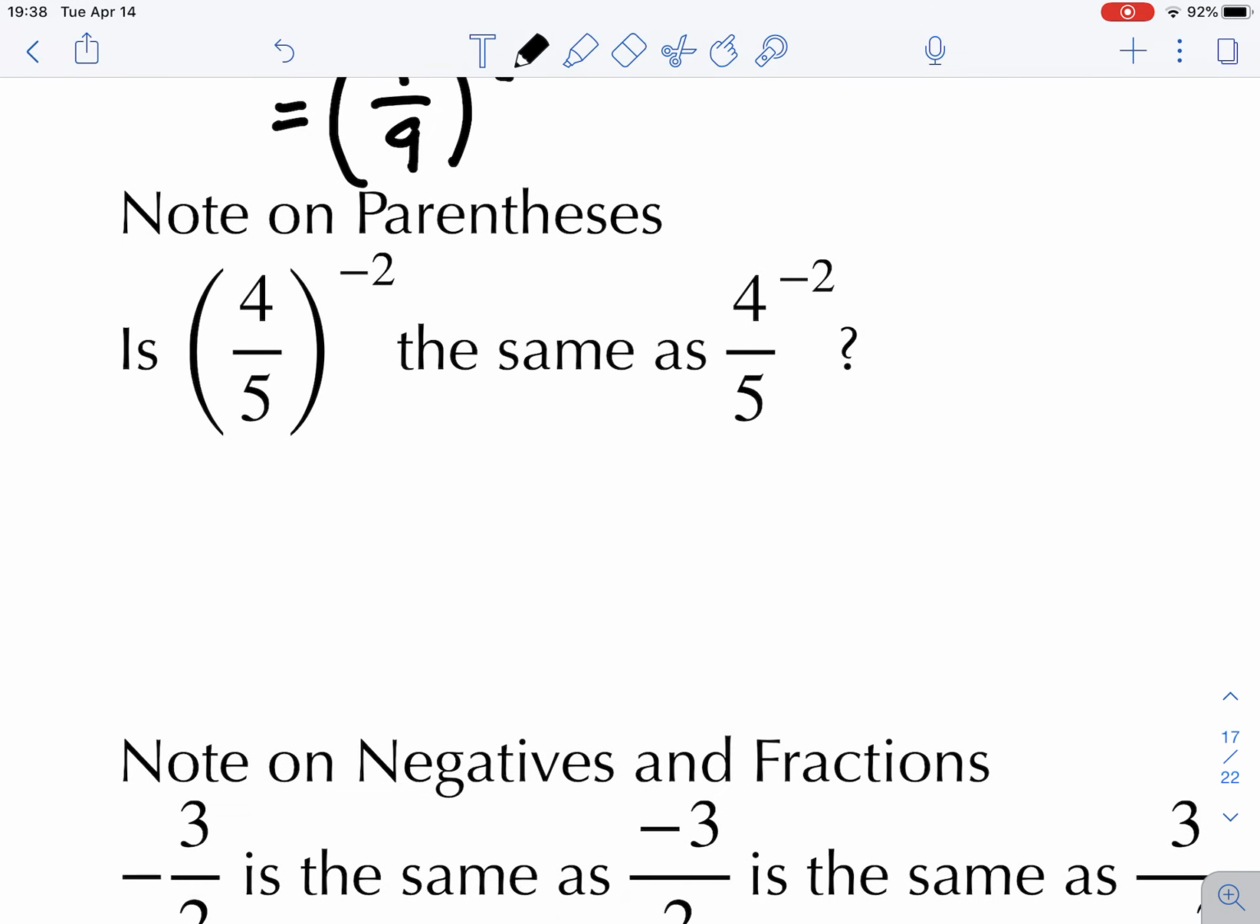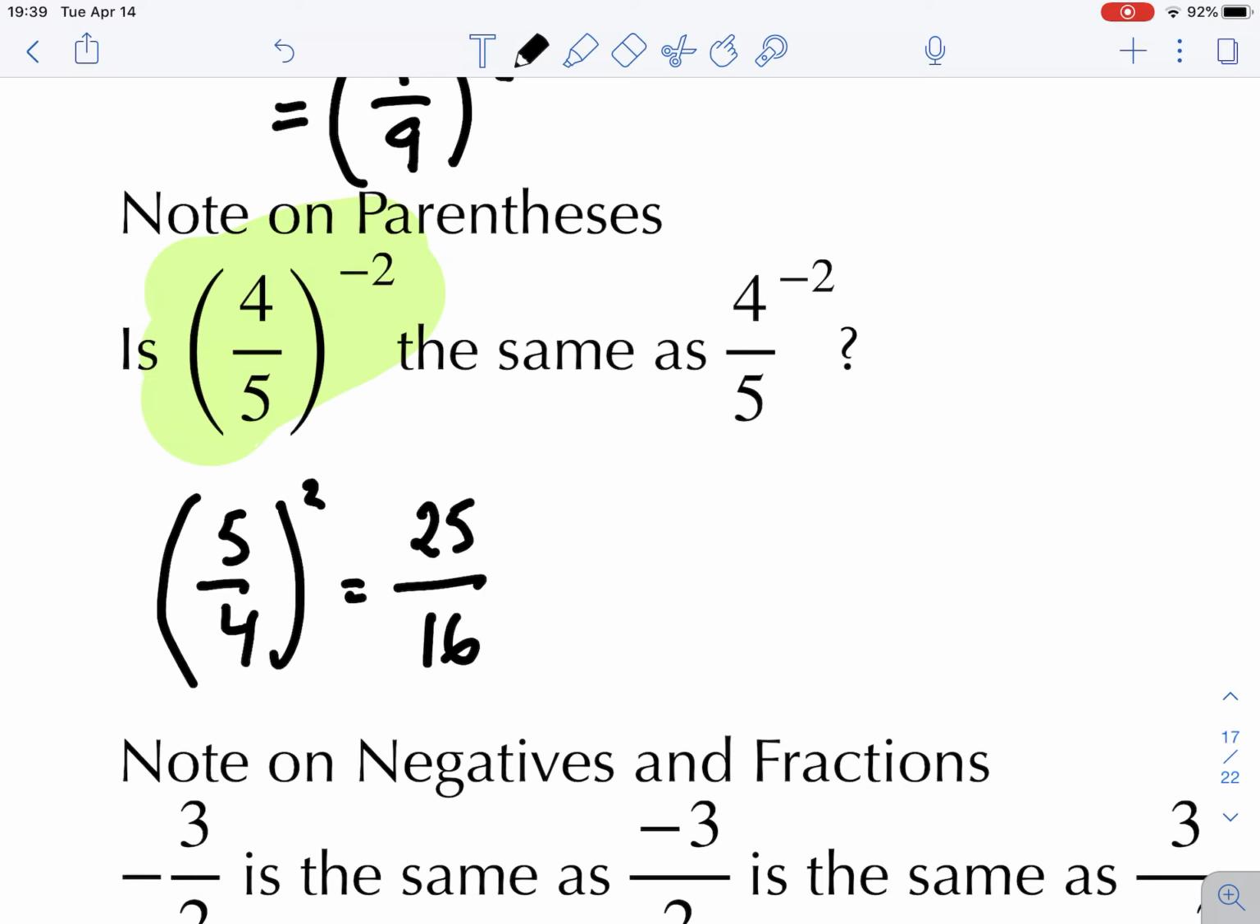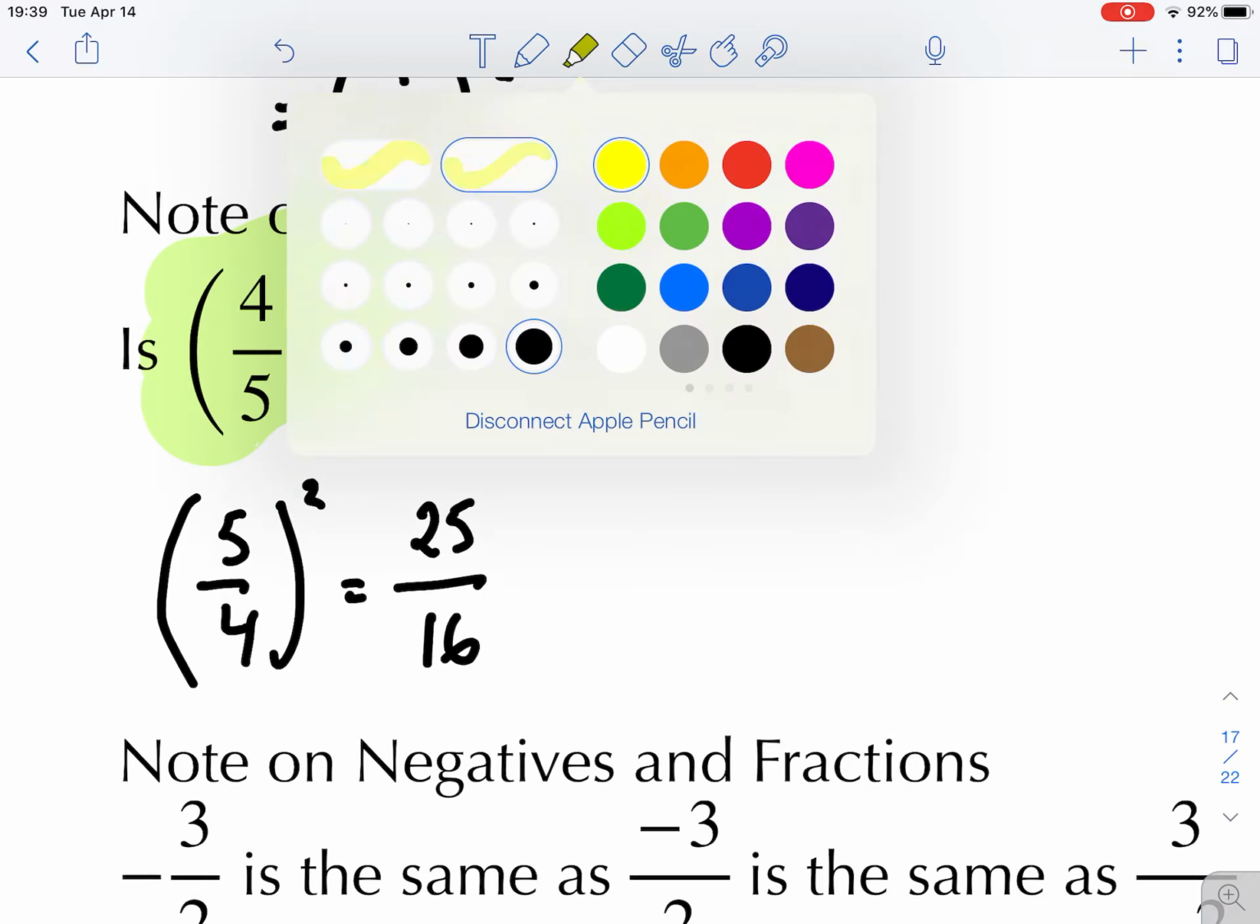All right, so an important note on parentheses. Are these two things the same? Well, the answer to that is no. Our first one here, the negative tells us to reciprocal it, so it's going to be 5 over 4 squared. We just did the negative part. Now this is the way that you can start to think about it, do it faster. You can do the negative part, reciprocal it, and then finish with the rest of the power. And we're going to get 25 over 16.